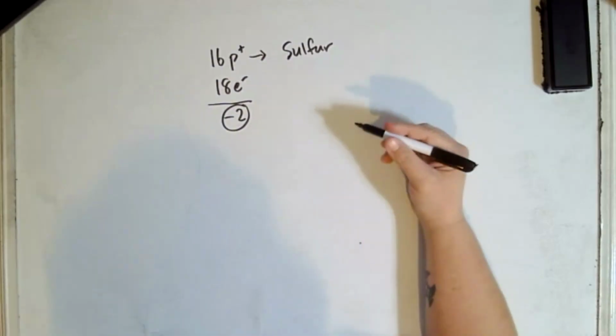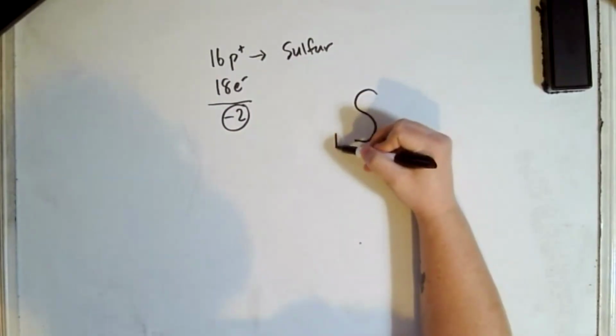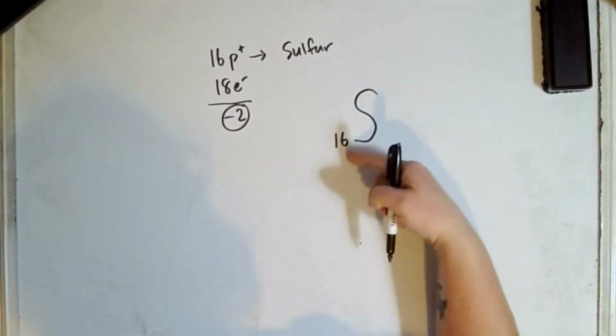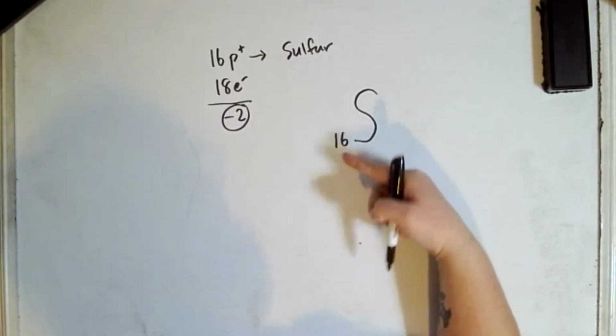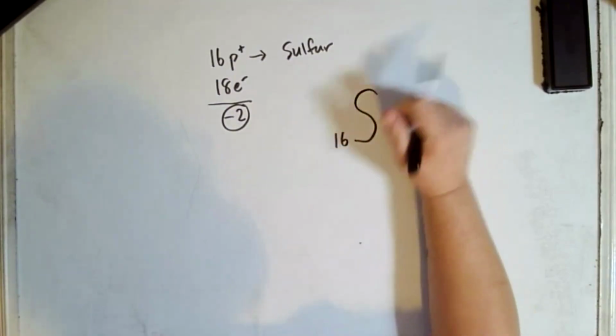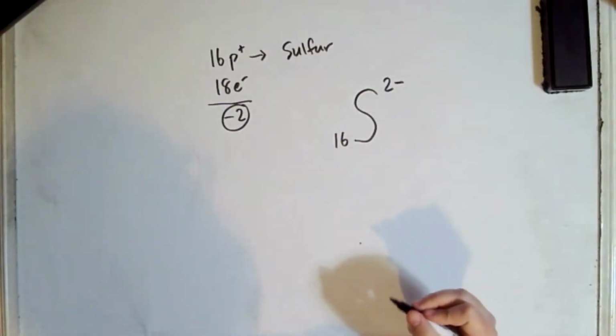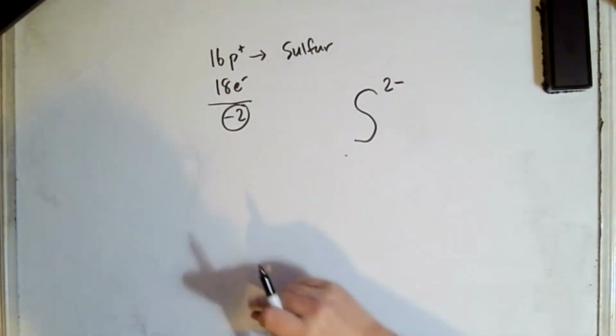So to make up our symbol here, we can write our S for our sulfur. You can include the 16 down here if you want, but that's not a requirement. What is a requirement here is to include the charge in the top right corner. And so our charge is going to be -2 for the sulfur. Okay, so you can write it like this, or you can write it like this.